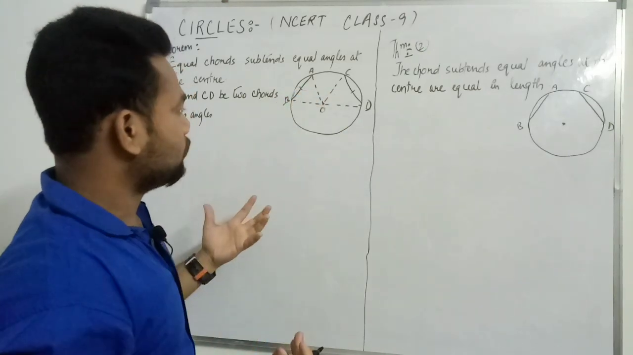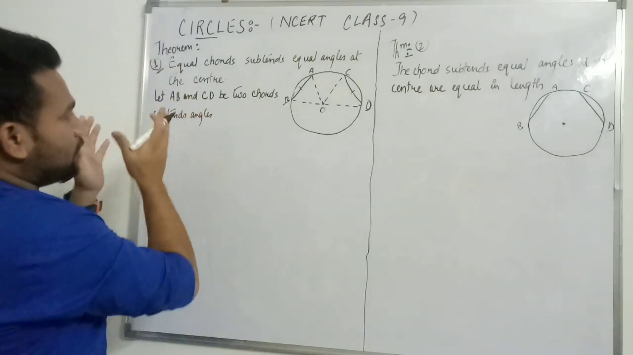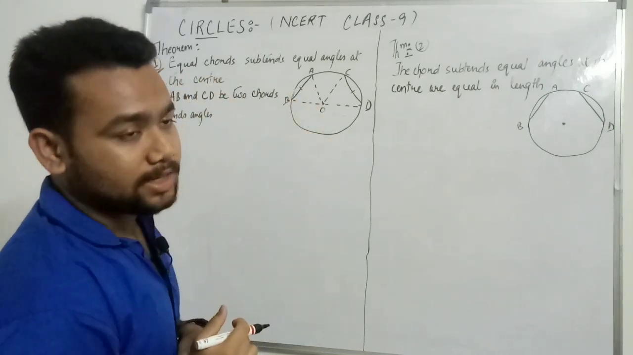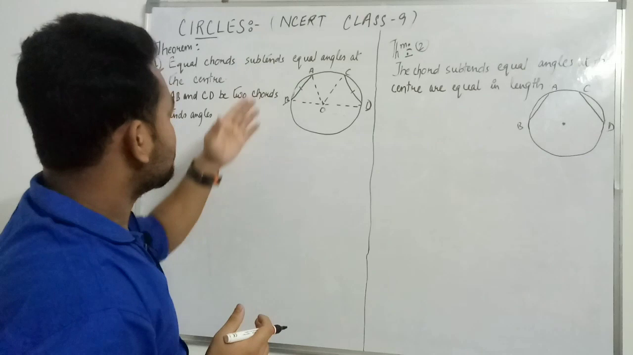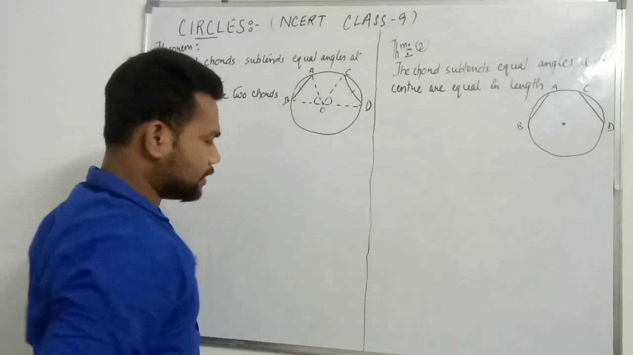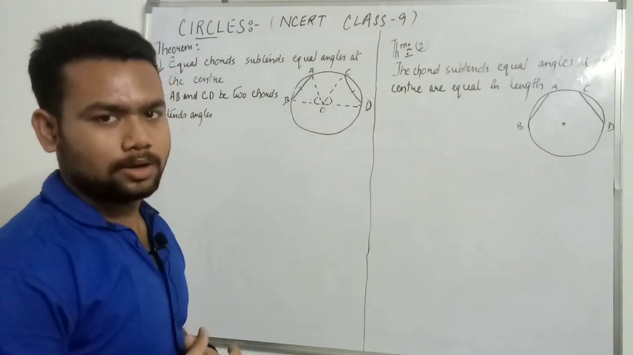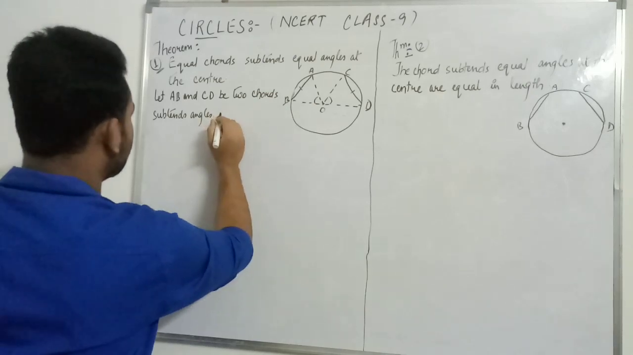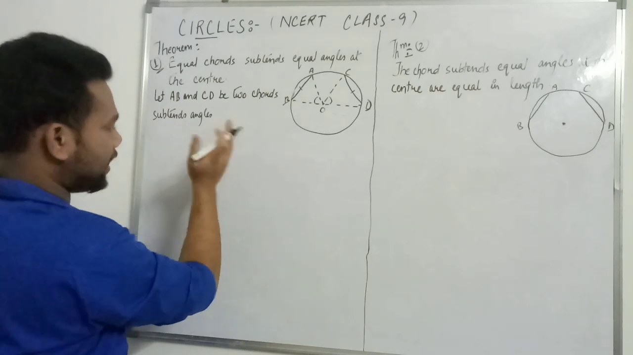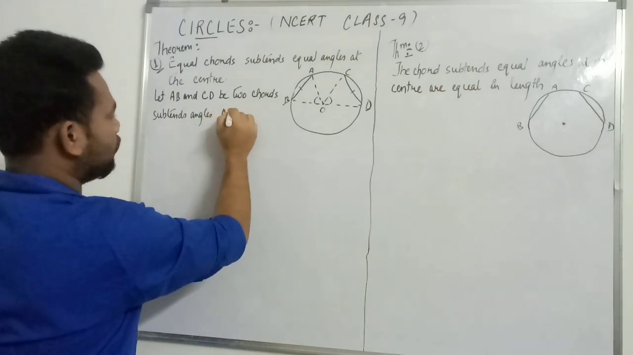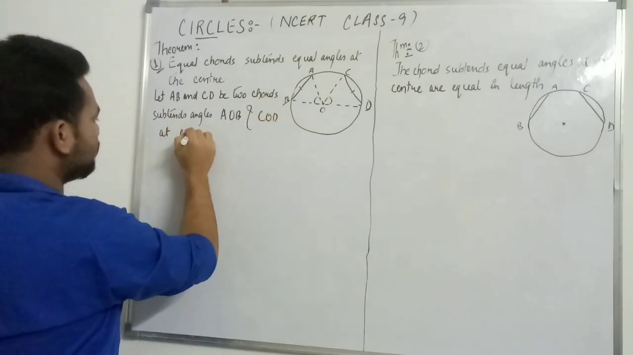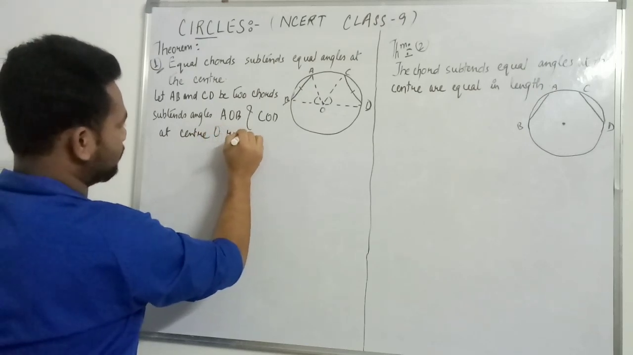So what we need to do, firstly, from the theorem, we get the idea. Equal chords means AB and CD are equal and it is given. Subtend equal angles at the center means we need to prove this angle is equal to this angle. This is the simplest part of the theorem. So let's go to the proof part. Let AB and CD be the two chords, subtending angles AOB and COD at center O respectively.